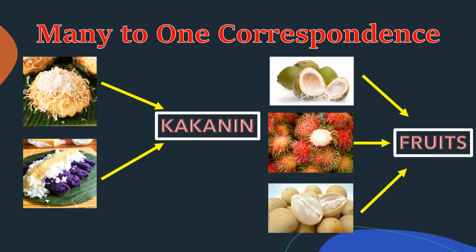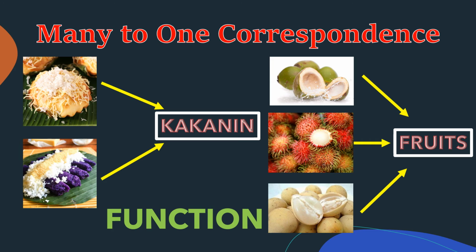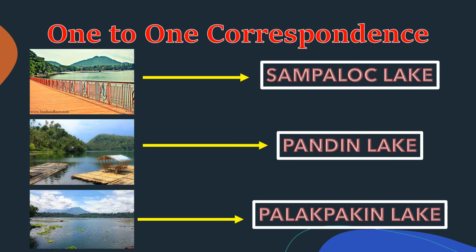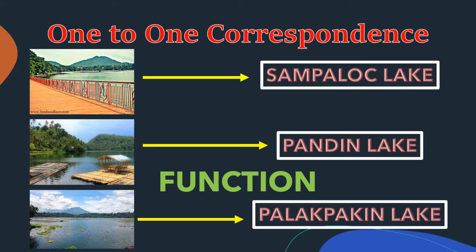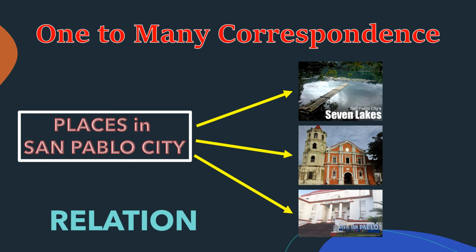In many-to-one correspondence, the domains are not repeated, so it is a function. In one-to-one correspondence, again, the domains are not repeated, so it is also a function. In one-to-many correspondence, we only have one domain and we have three ranges. It means that the domain is repeated, and that is a relation.